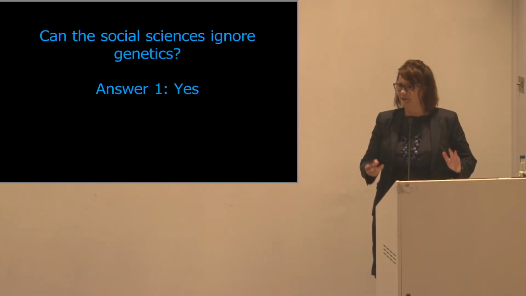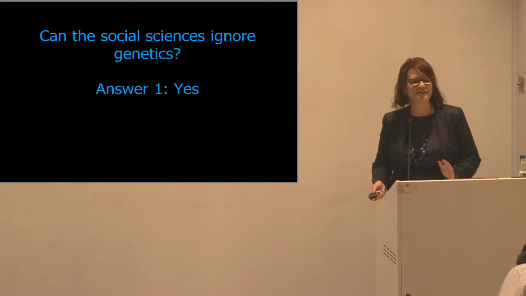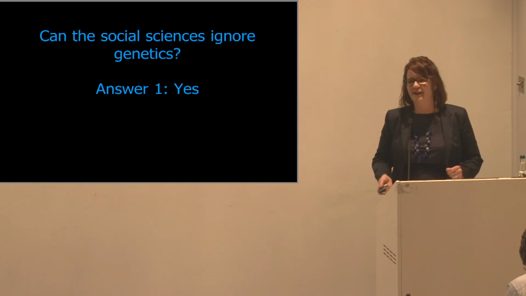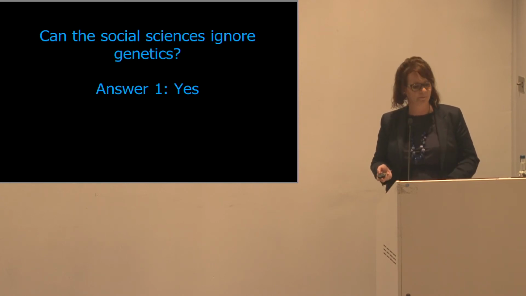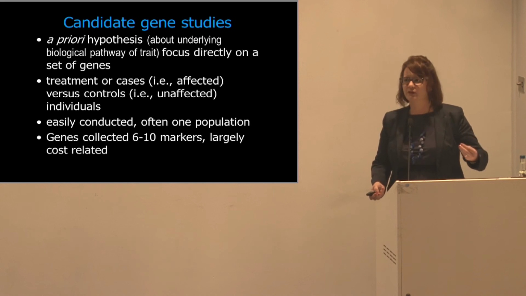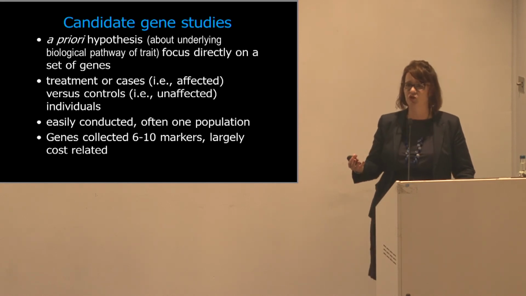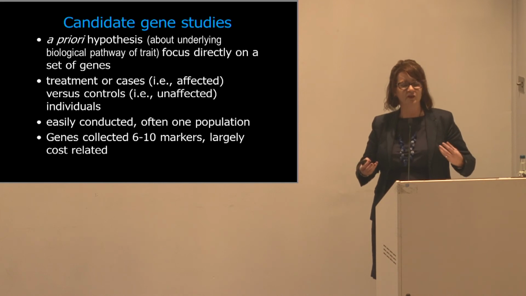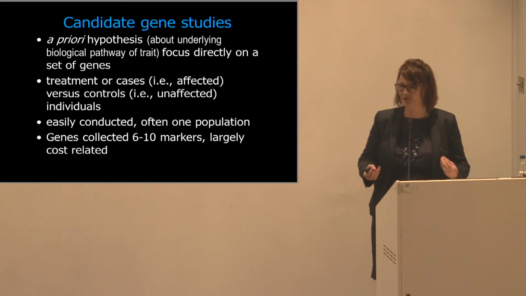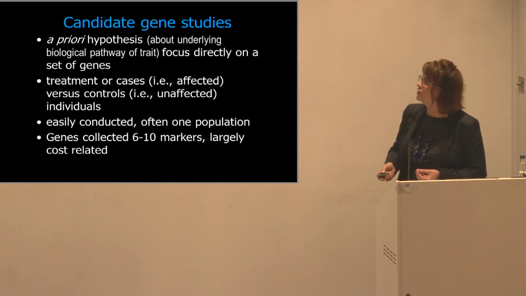So the topic, or the question, was, can social sciences ignore genetics? And I'm going to show you the yes side and the no side. I think there are some things that we can really ignore. I think we can ignore a lot of the previous candidate gene studies. There have been some new ones, but I think that the geneticists, when they talk about social scientists and why they're a little bit worried about social scientists entering into this domain, it is because of these candidate gene studies.